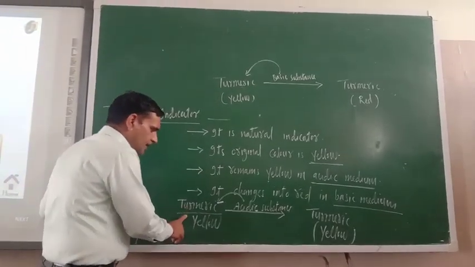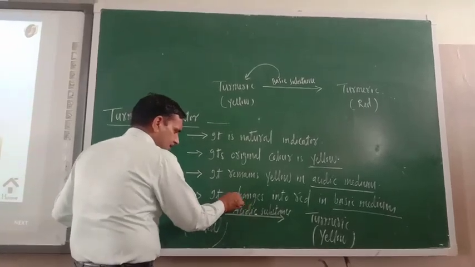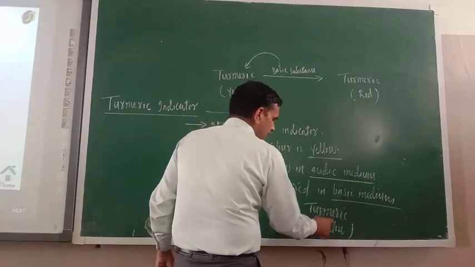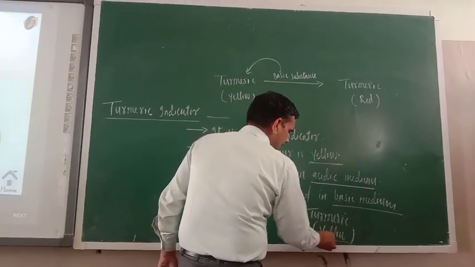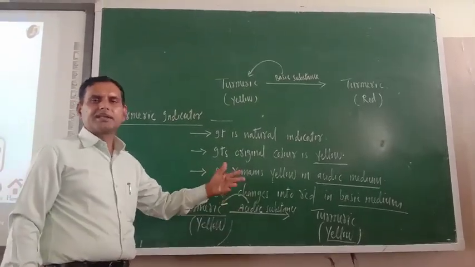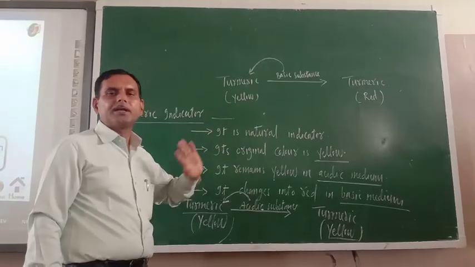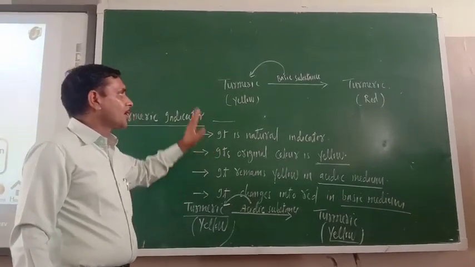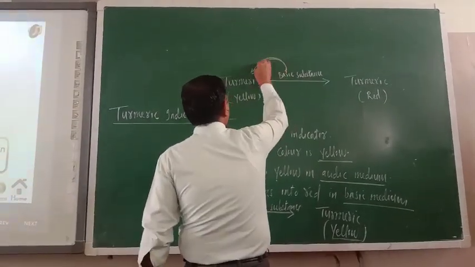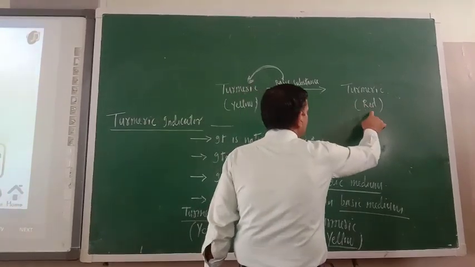Now I am summarizing here. Turmeric, what is its color? Yellow. If an acidic substance is added to the turmeric, it will remain yellow only. So what is the conclusion? In acidic substances, turmeric remains yellow only. It does not show any color change. Now, when basic substances are added to the turmeric, the yellow color of turmeric changes into red.